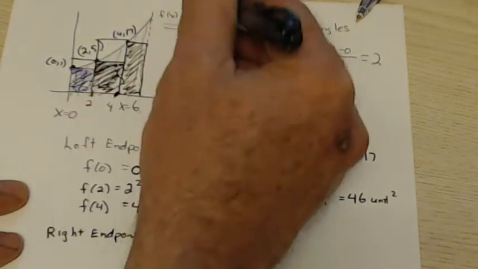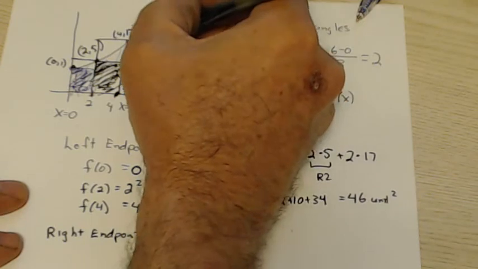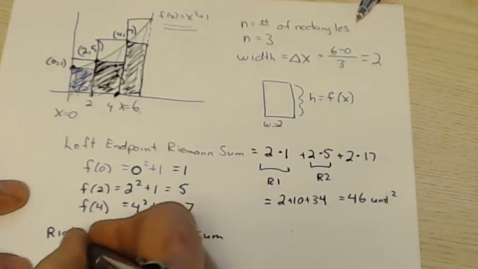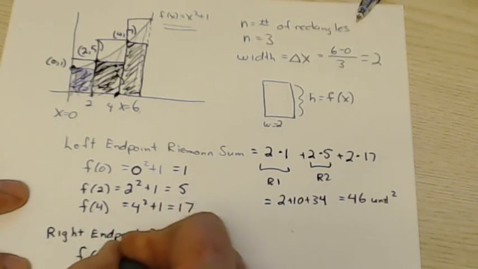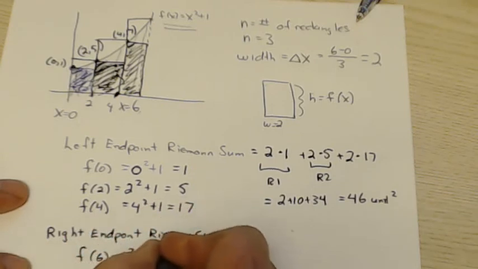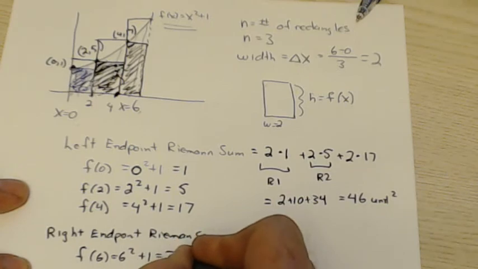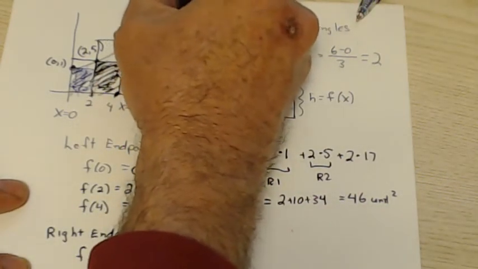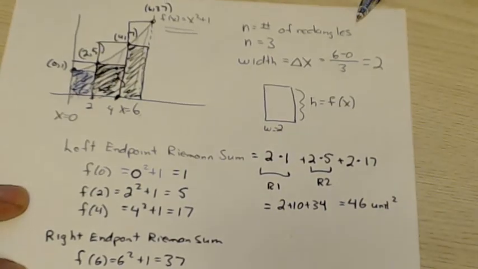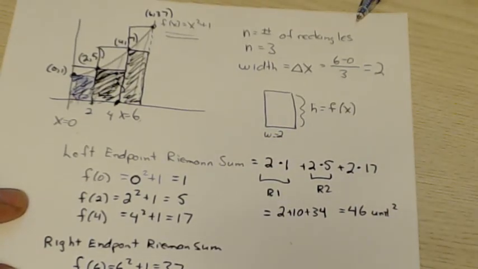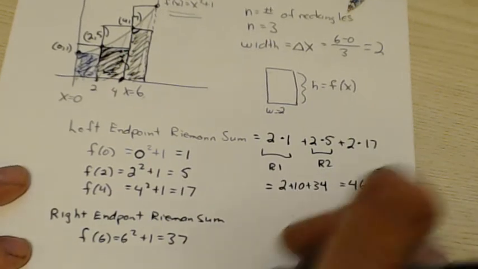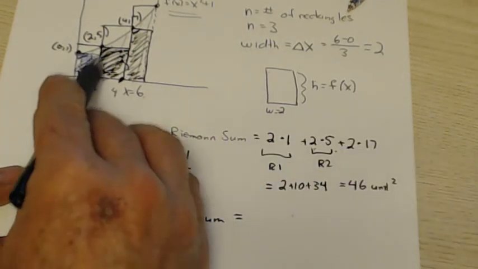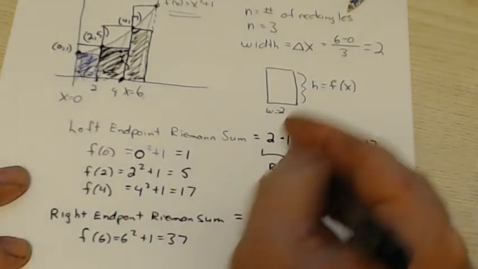The last rectangle, I have to calculate this value, and that just comes from f of 6. f of 6 is 6 squared plus 1, which is 37. So this is the point 6, 37, way up there. All right, so my right endpoint Riemann sum is going to be the same 2 times 5. That's this first rectangle here.